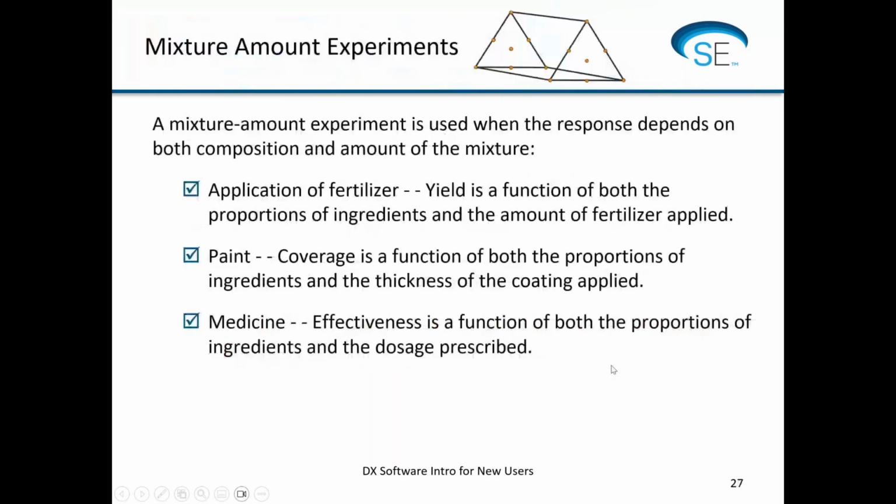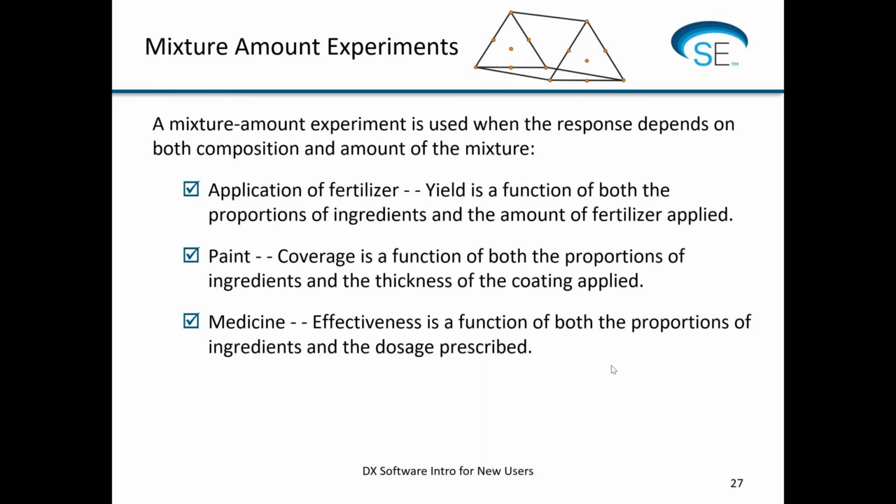The third example we're going to look at is not only a mixture design, but is mixture combined with a process factor called amount. So think of it like this. Fertilizer not only depends on the formulation of the fertilizer, but it depends on how much you use, right? Paint coverage is a function of both the proportions of the ingredients and the thickness of the coating that you apply. Medicine, you might need an Excedrin after this webinar.